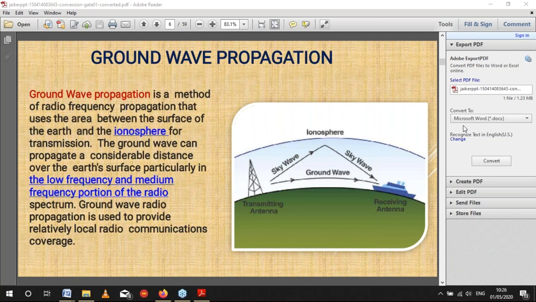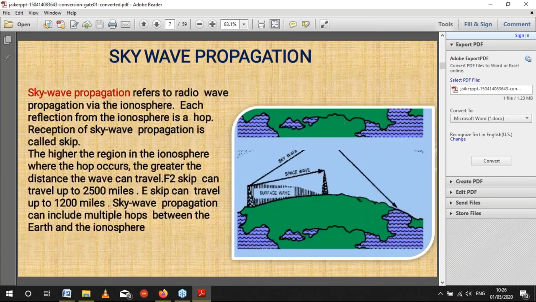Sky wave propagation refers to radio wave propagation via the ionosphere. Each reflection from the ionosphere is a hop. The reception of skywave propagation is called skip.